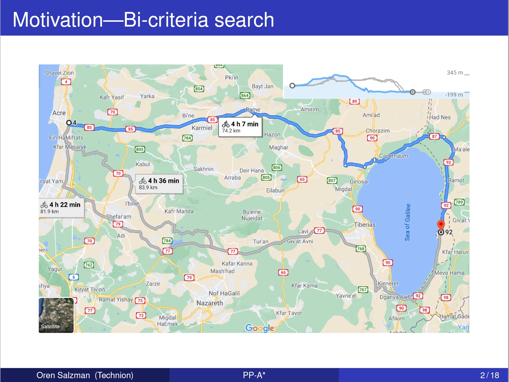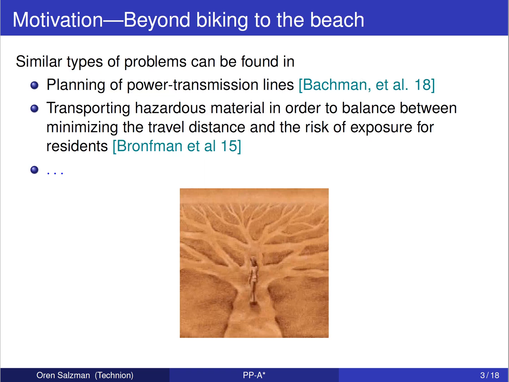And informally speaking, this is the problem of bi-criteria shortest path, where we want to compute a path or a set of paths that somehow balance between, in this case, two possibly conflicting criteria. Now, this problem has a lot of applications beyond biking from one beach to the other. Two examples are planning of power transmission lines or transporting hazardous material in order to balance between minimizing travel distance and risk of exposure to these hazardous material for residents.